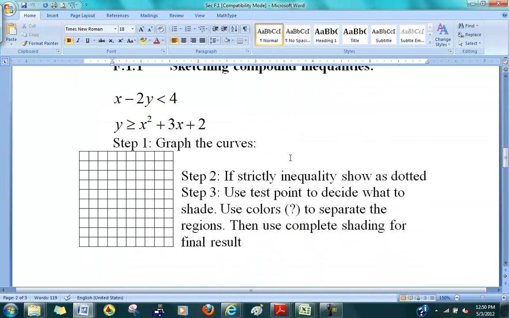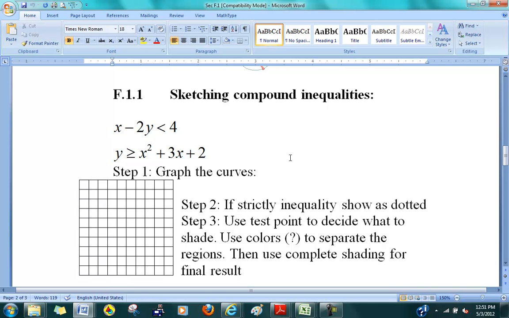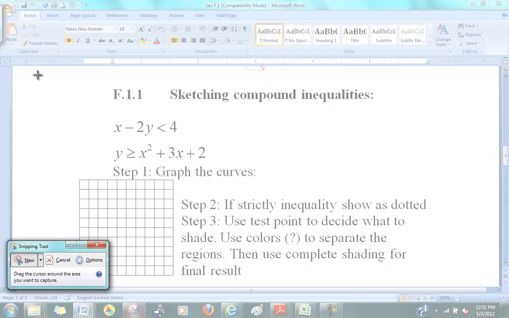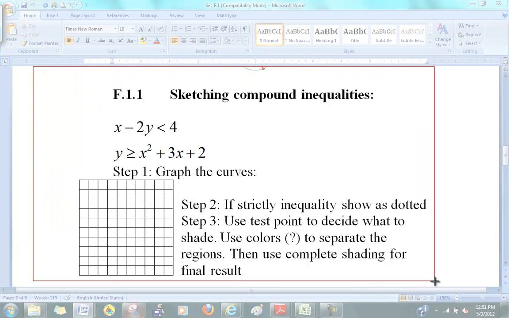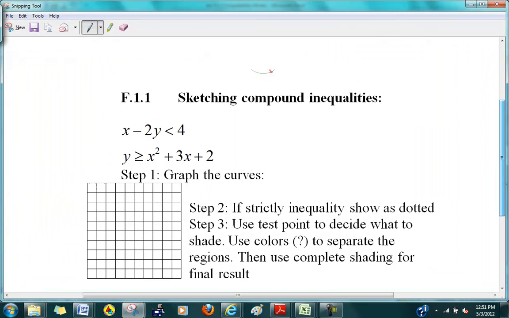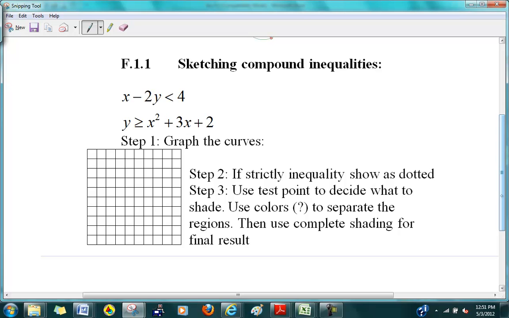So compound inequalities. In other words, there's more than one. So there's going to be some region of overlap, and there's a process for doing that as well. So two inequalities, this one here and this one here. One's linear, the other one's quadratic. So we're going to do each one just like we did in the last example.